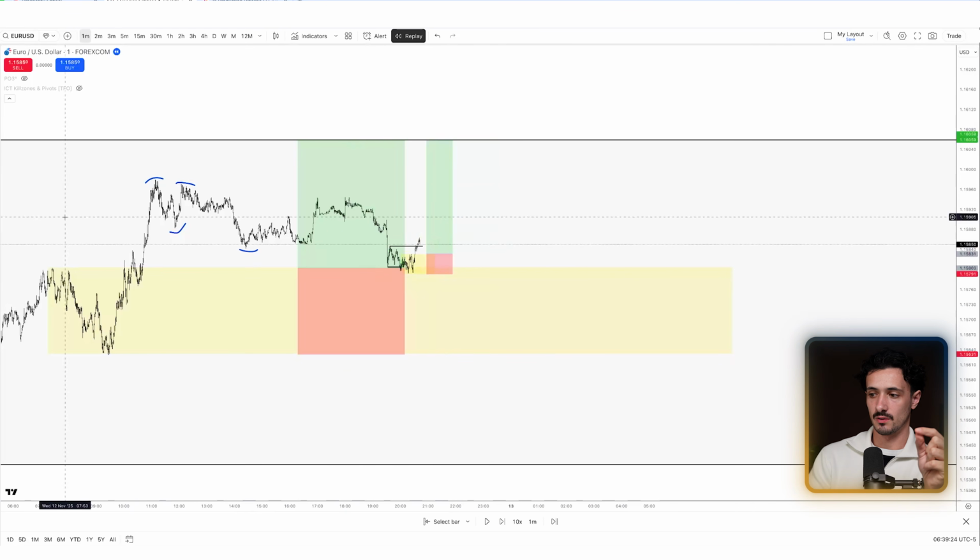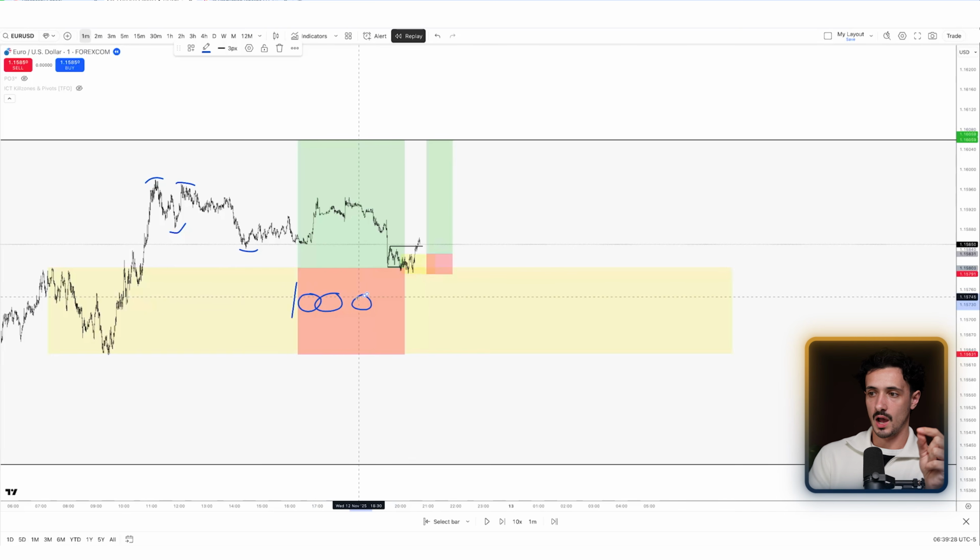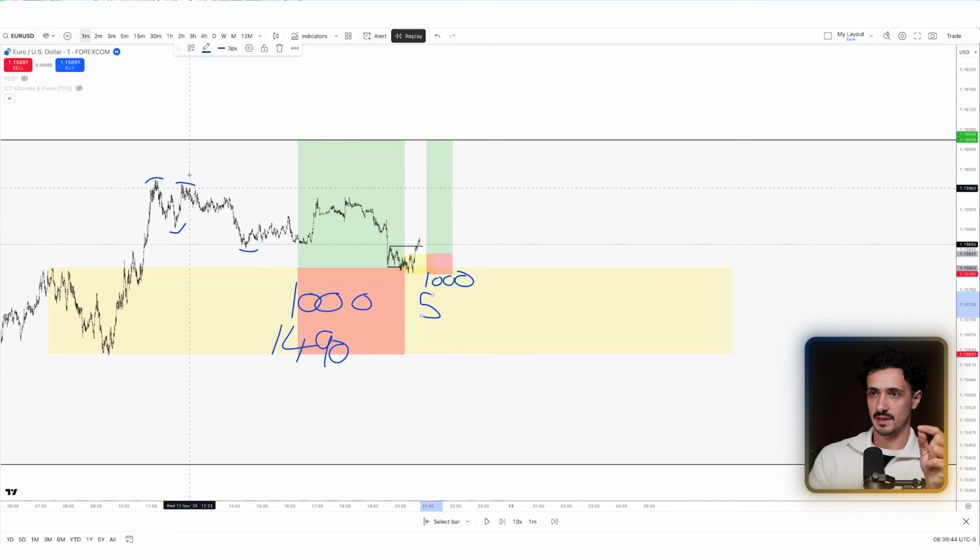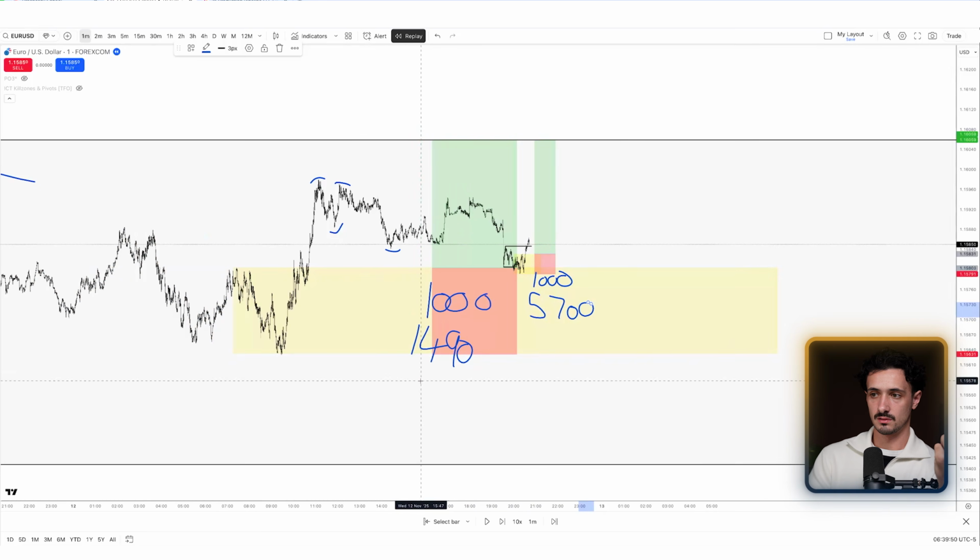Meaning in this scenario, if I take this trade here, and let's say I risk $1,000, I will stand to return $1,490. But if I risk $1,000 on this trade here and it hits, I will stand to make $5,700.